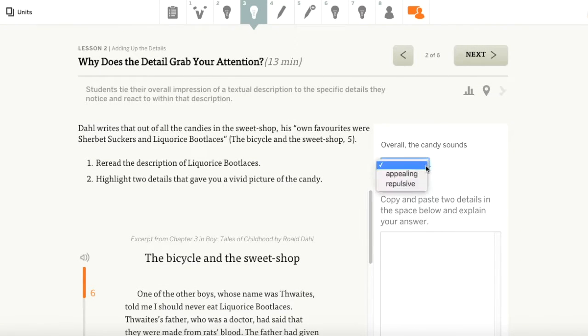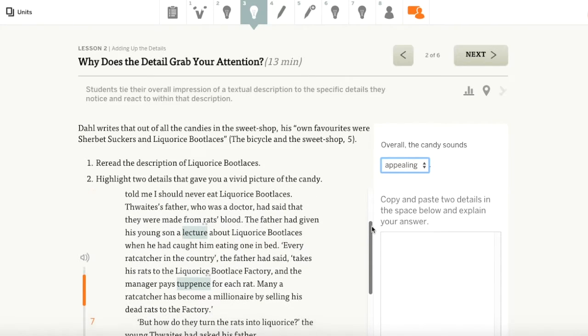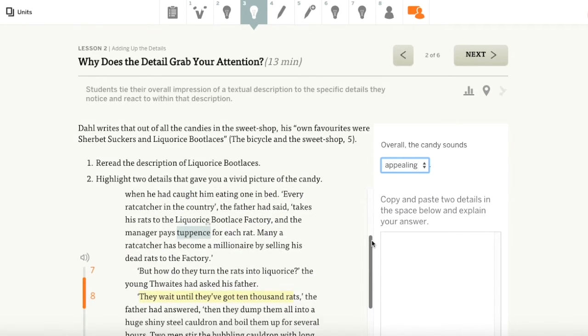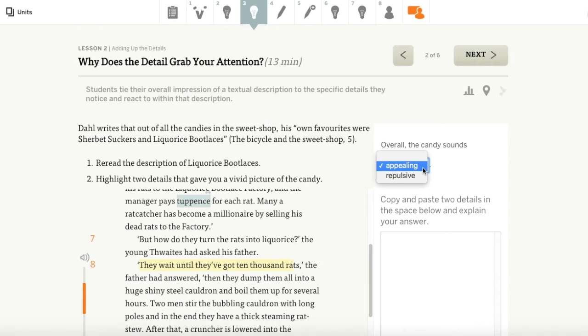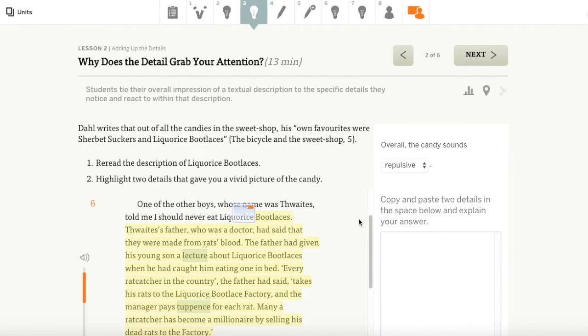In Learning Objective 3, Card 2, students are being asked to reread a section of Boy and identify 2 details that gave them a vivid picture of the candy that Doll is describing. Here, students are selecting moments in the text that give them a vivid picture, and later in this lesson, they will be writing about the moments they selected to show whether or not they understood the prompt.